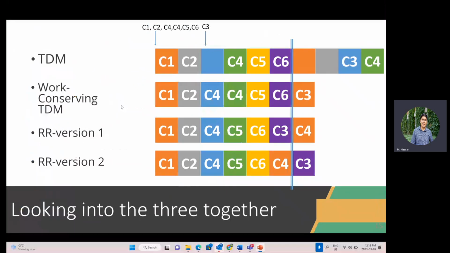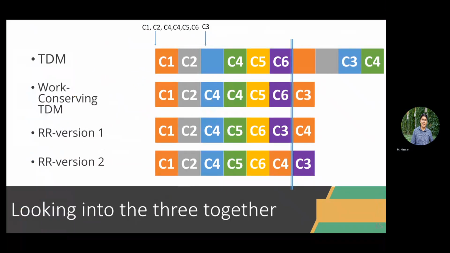So why am I saying that there are two versions of round robin? Well, because in reality, in industry, there are two different implementations that are possible. And these two implementations will differ based on the following question. What do you do with a core that currently has the pointer as the top of the round robin order, but does not have a request?